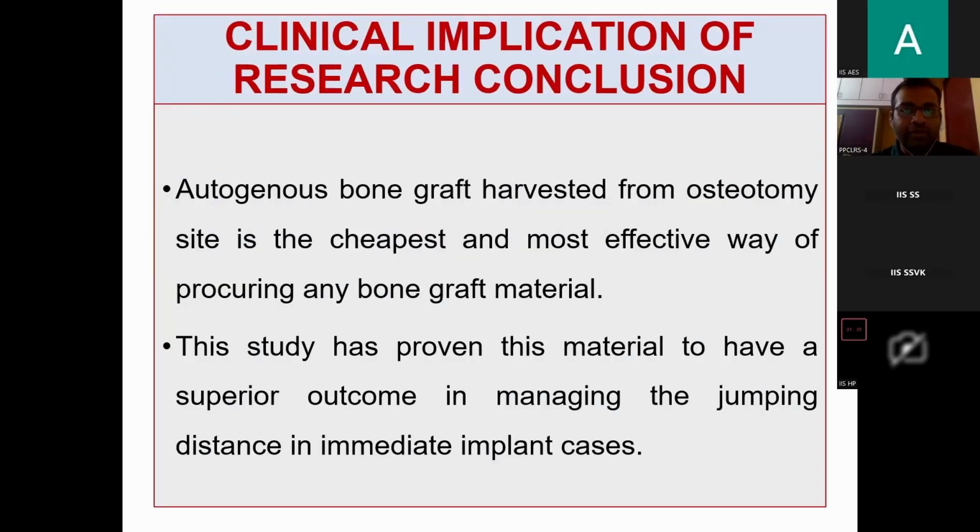Clinical conclusion to the research conclusion: autogenous bone graft harvested from the osteotomy site is the cheapest and most effective way of procuring any bone graft material. The study has proven this material to have a superior outcome in managing the jumping distance in immediate implant cases.